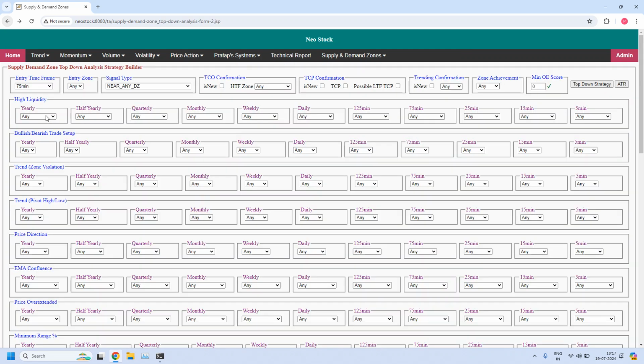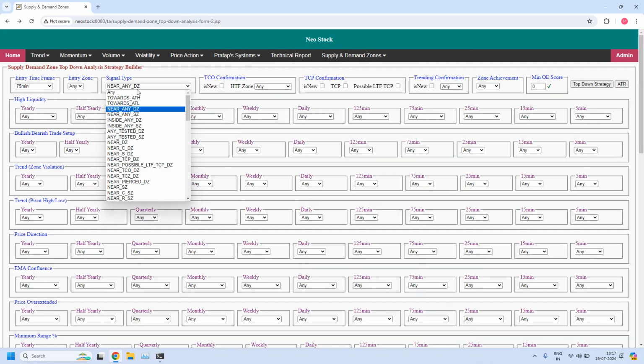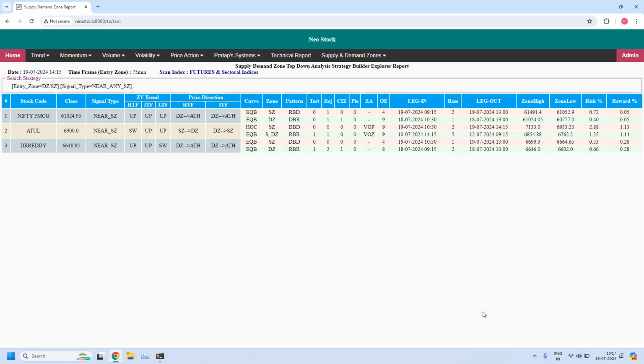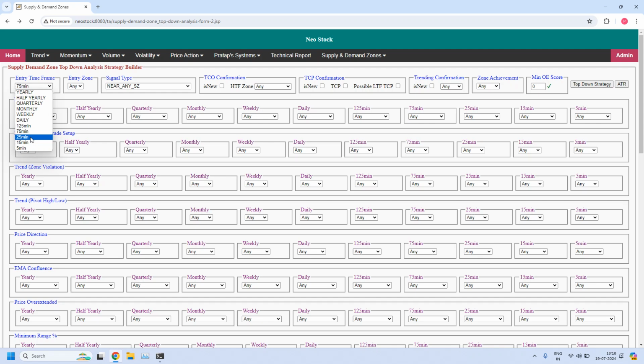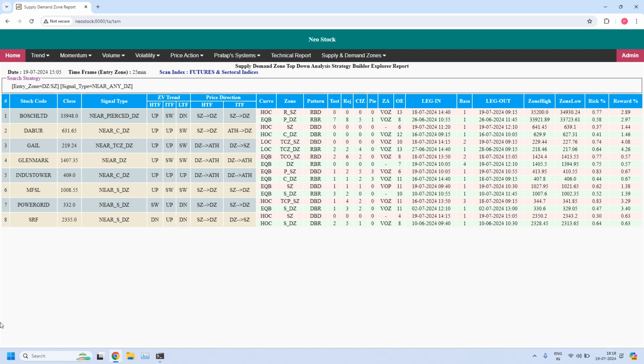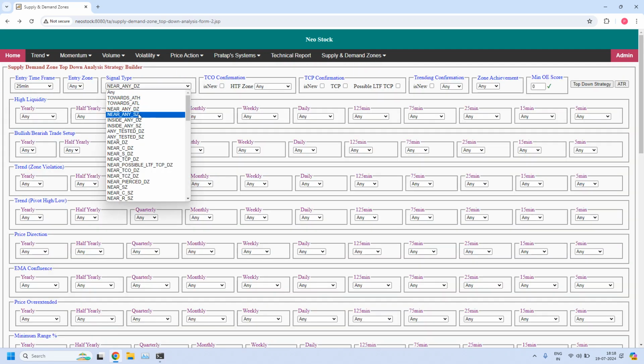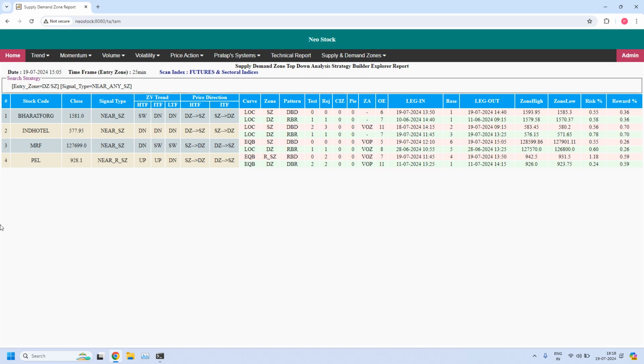And the next one, for the 75 minutes time frame, let us find the stocks near the 75 minutes supply zone. 3 stocks are filtered, and there are no high liquidity supply zones from this list. Okay, next 25 minutes time frame, let us find the stocks near the 25 minutes demand zone. 8 stocks are filtered. The next one, for the 25 minutes time frame, let us find the stocks near the 25 minutes supply zone. 4 stocks are filtered near the 25 minutes supply zone.